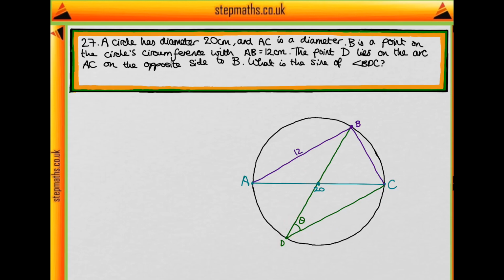So to find the sine of this angle, we need to know some more things about the different lengths of the various sides. So we need to find BC. So why don't you have a go at trying to find BC now?